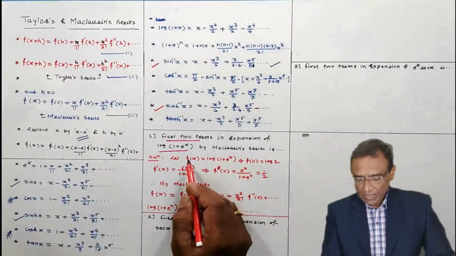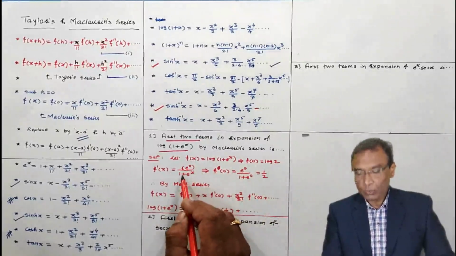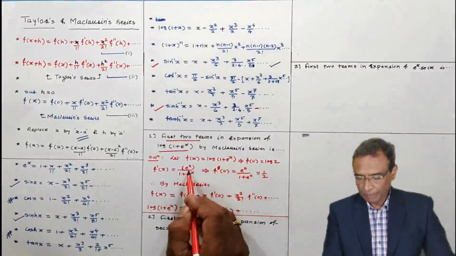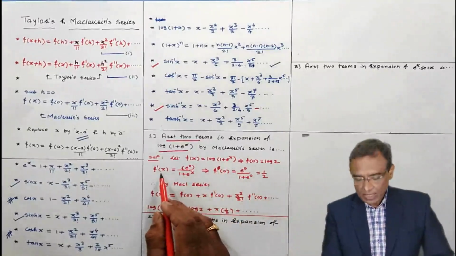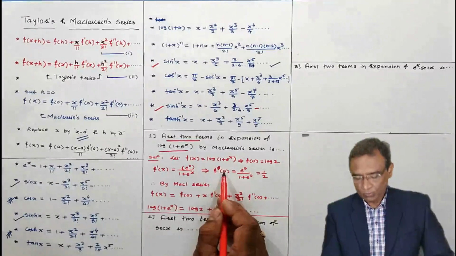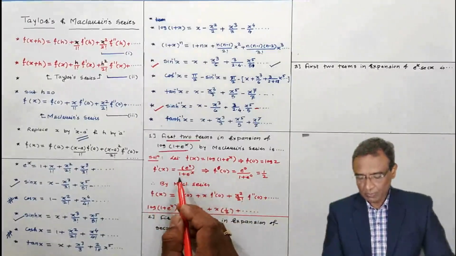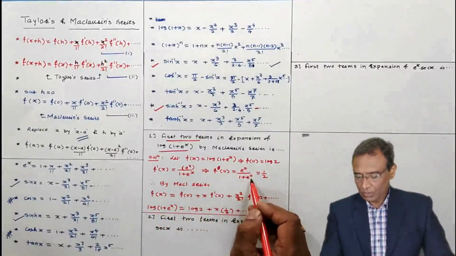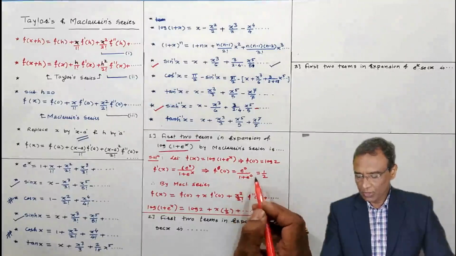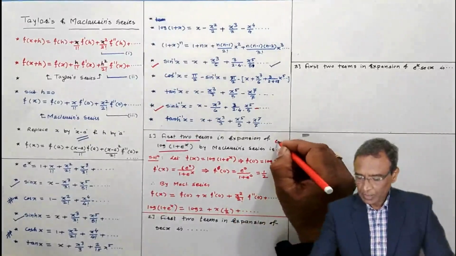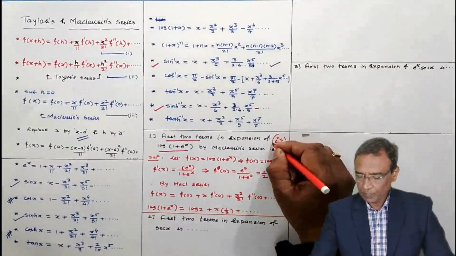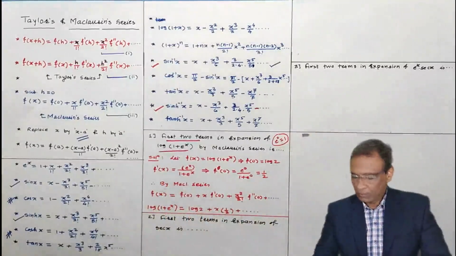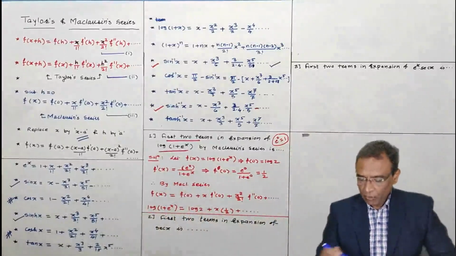Take the derivative of f(x). The derivative of log is 1 by that argument, 1 plus e to the power x, and the derivative of the argument 1 plus e to the power x is e to the power x. Once you get f dash x, find f dash of 0: put x equal to 0. E to the power 0 is 1, and 1 plus e to the power 0 is 2. So 1 by 2. Here e to the power 0 is always 1. So f dash of 0 is 1 by 2, and f of 0 is log 2.